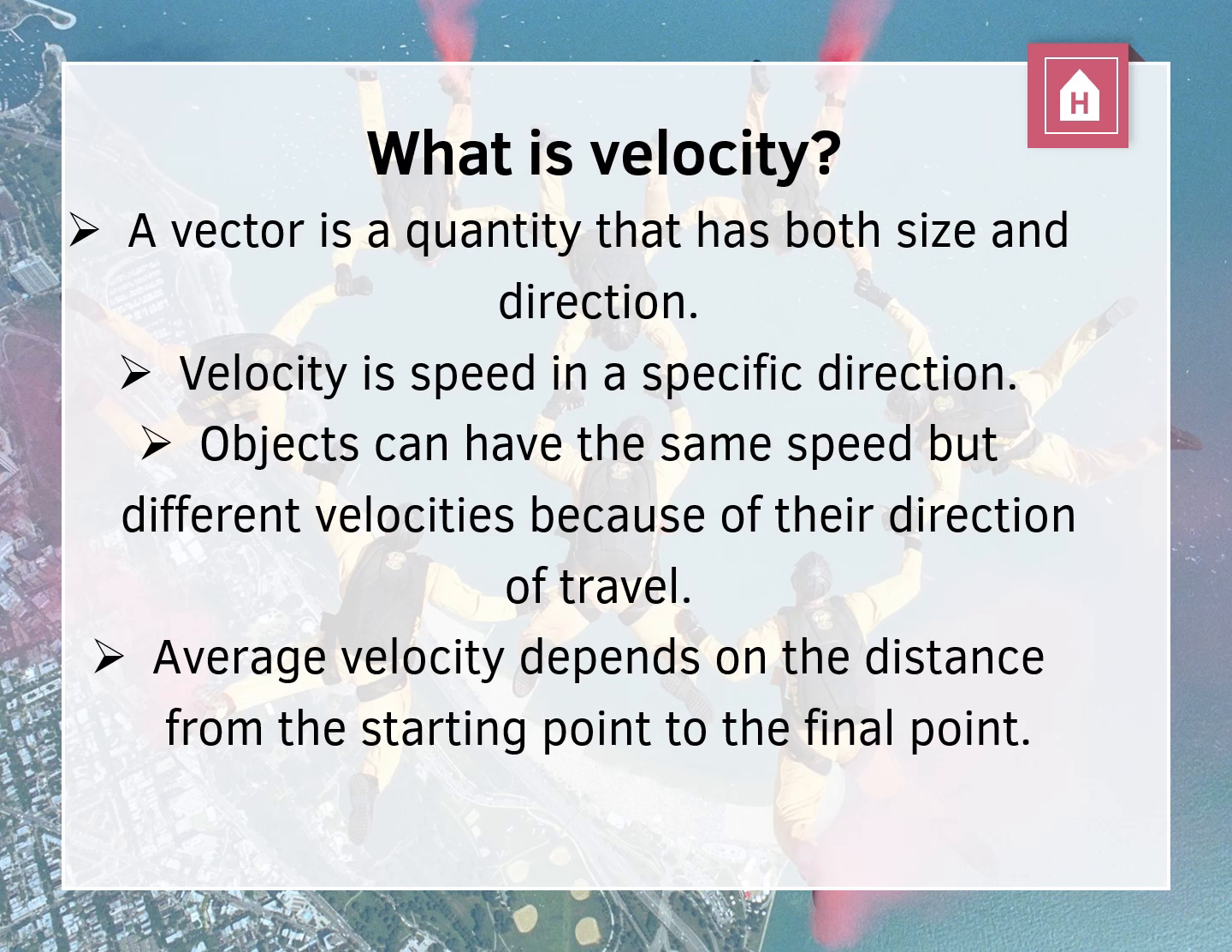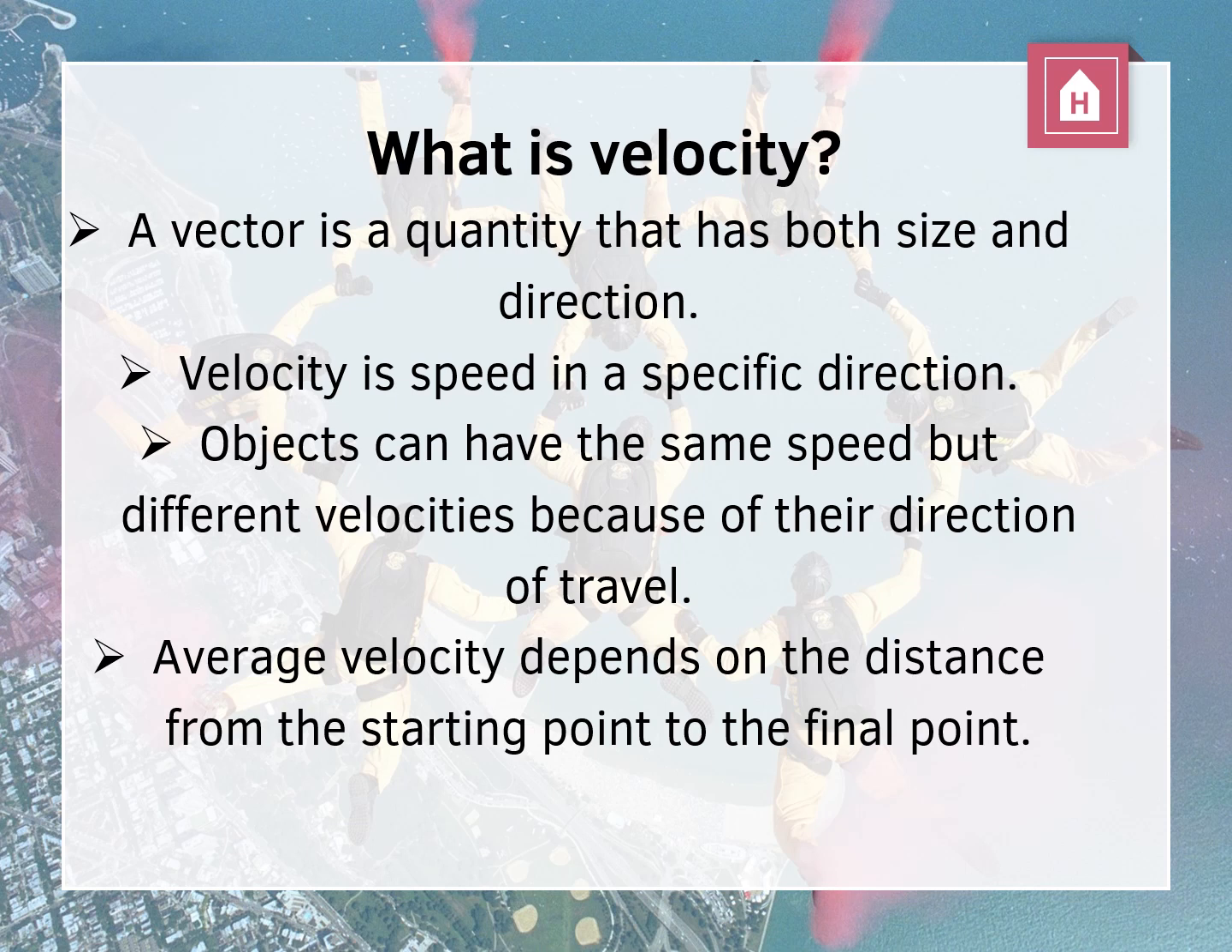Let's talk about velocity. What do you know about velocity? It's a vector. It's a quantity that has both size and direction. Velocity is speed in a specific direction. Objects can have the same speed but different velocity, because of their direction of travel.